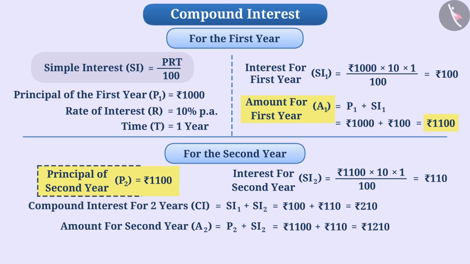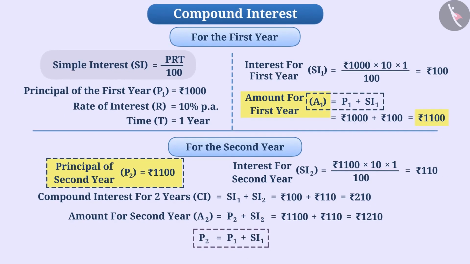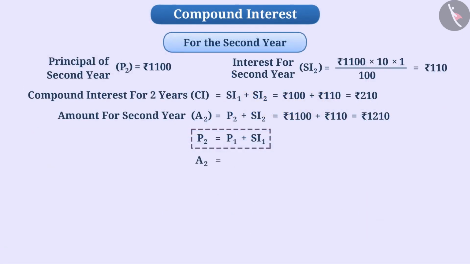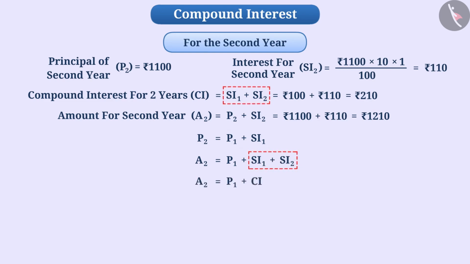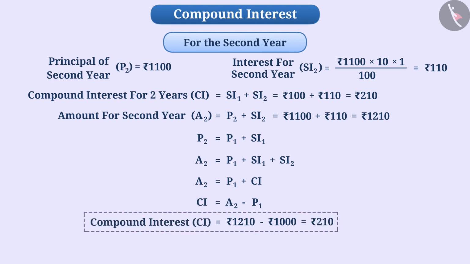Here we can write P2 as P1 plus SI1. Therefore, A2 is equal to P1 plus SI1 plus SI2, which can also be written as A2 is equal to P1 plus CI. In this way, now if we subtract principal from A2 of the second year, then we get compound interest CI, that is, CI is equal to rupees 1210 minus rupees 1000 is equal to rupees 210. In this way, we can calculate compound interest in different ways.